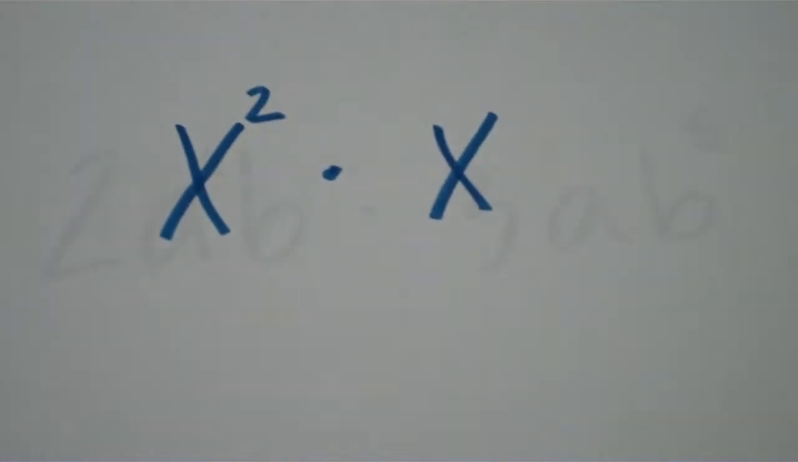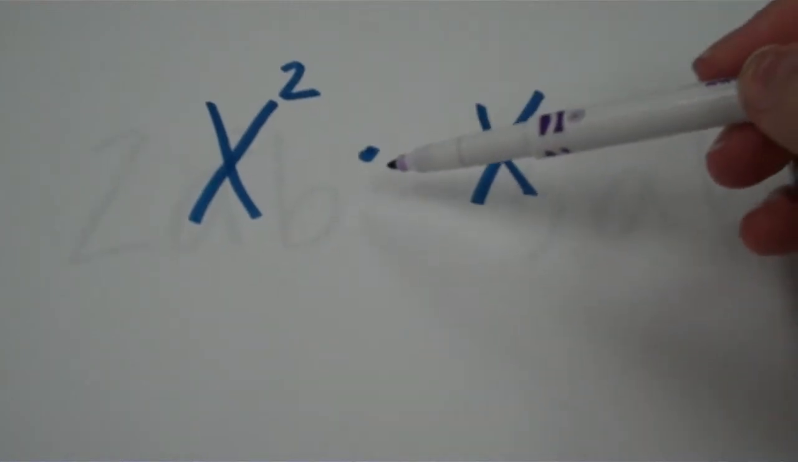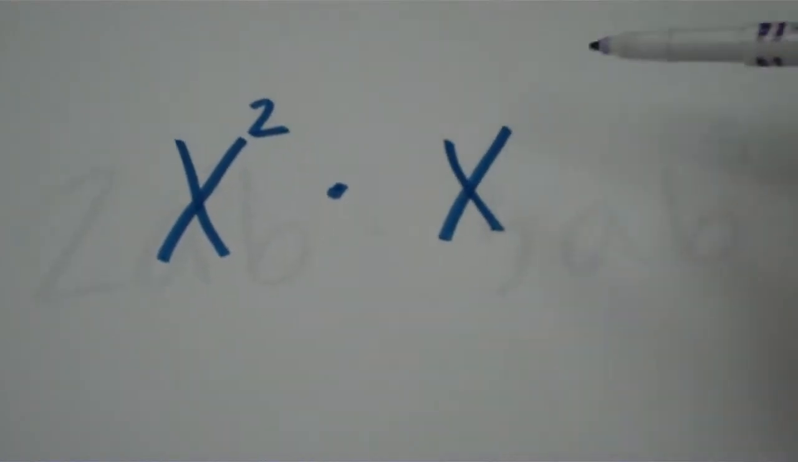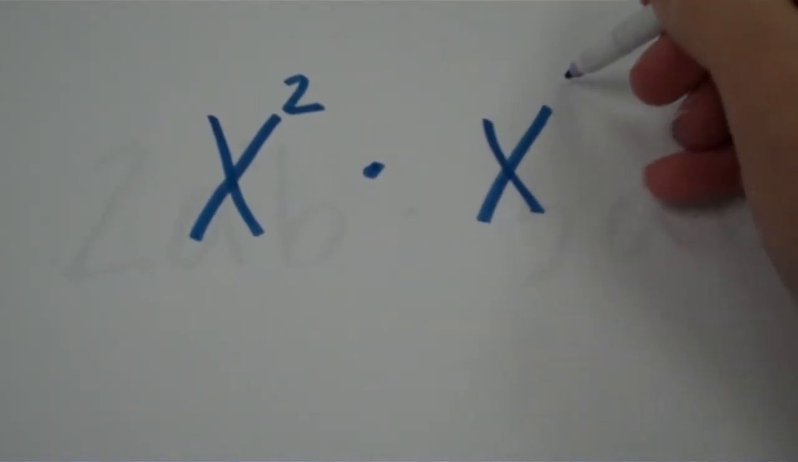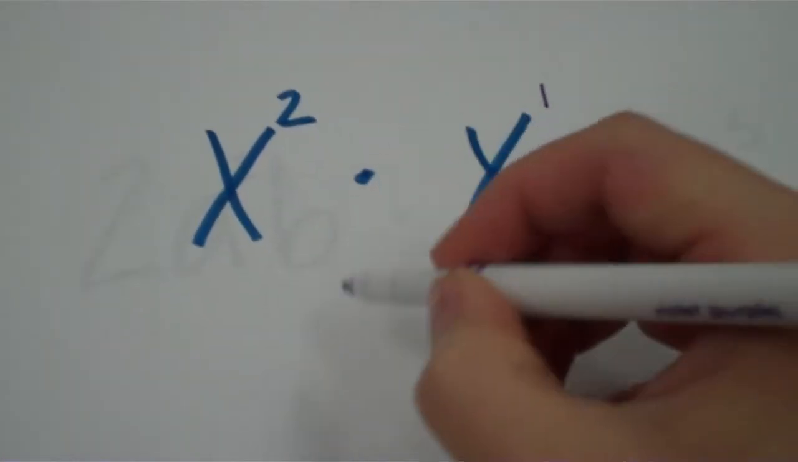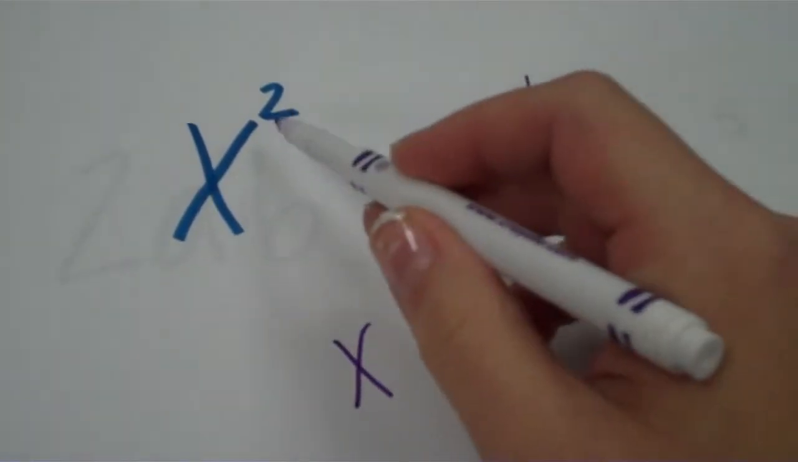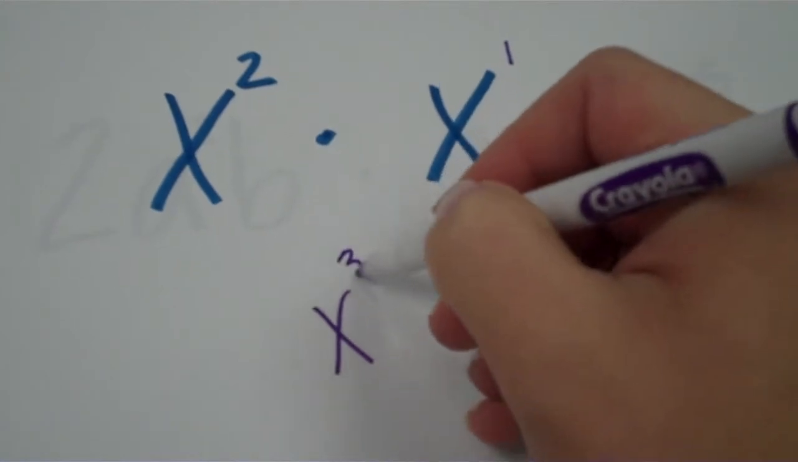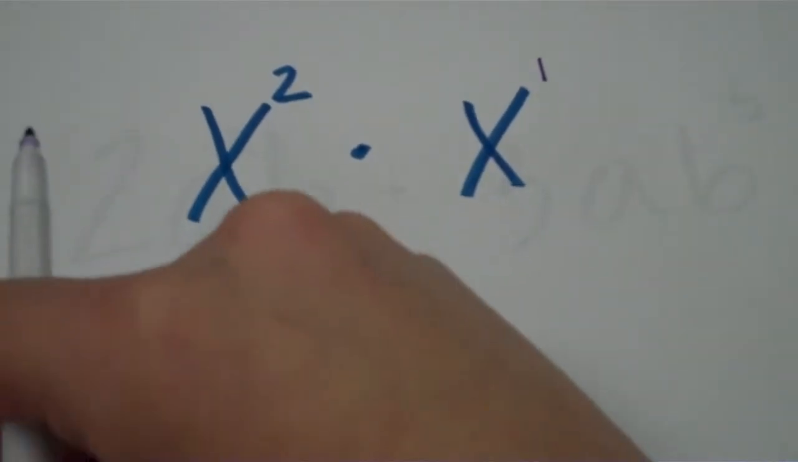So here's an example of one here. Here I'm multiplying. That's what the dot means. I have an exponent of 2. There's no exponent here, so I'm going to put a little 1. We're both x's, so I bring the x down. And then 2 plus 1 is 3. Okay? As simple as that. Let's look at another one.